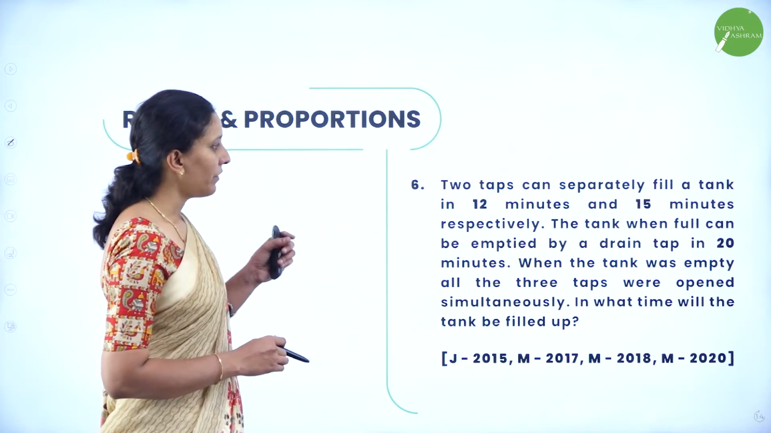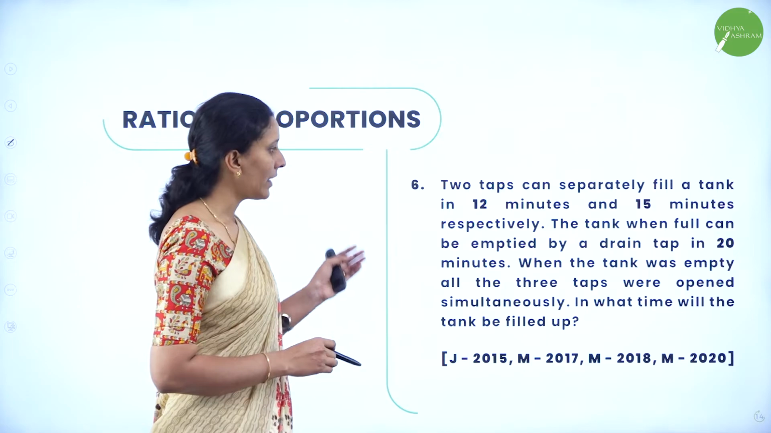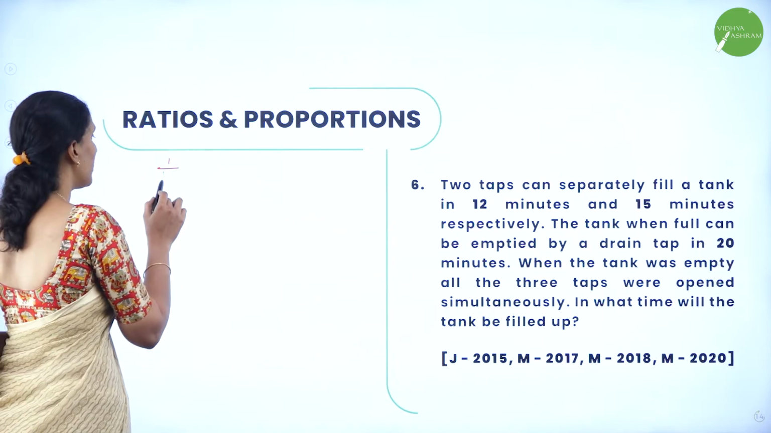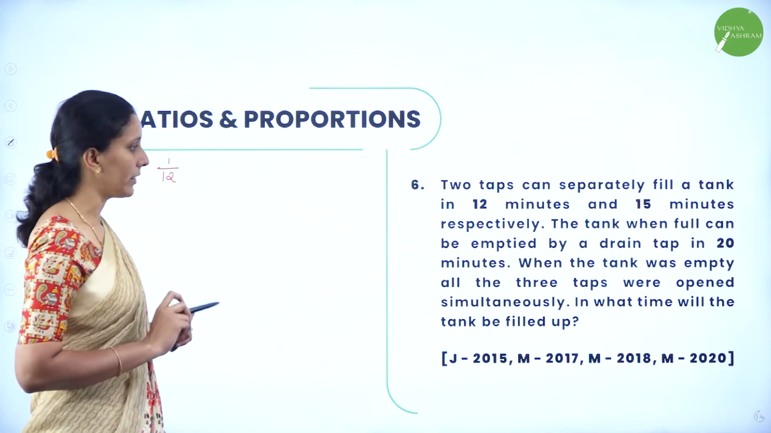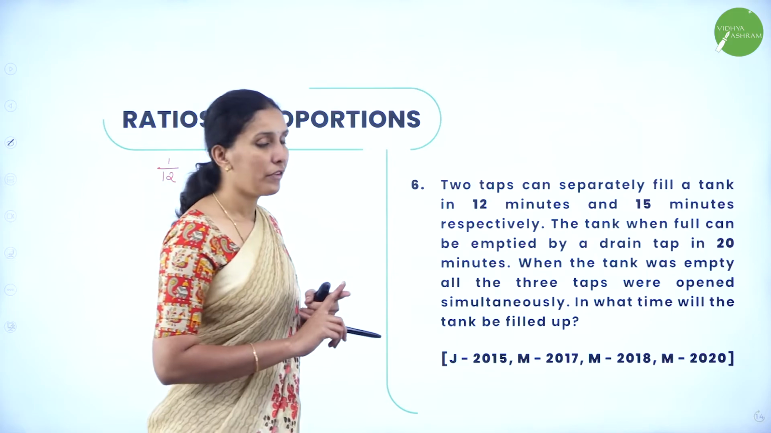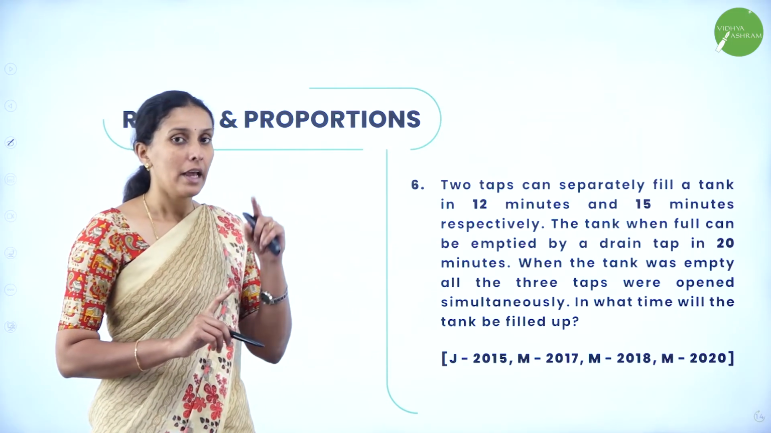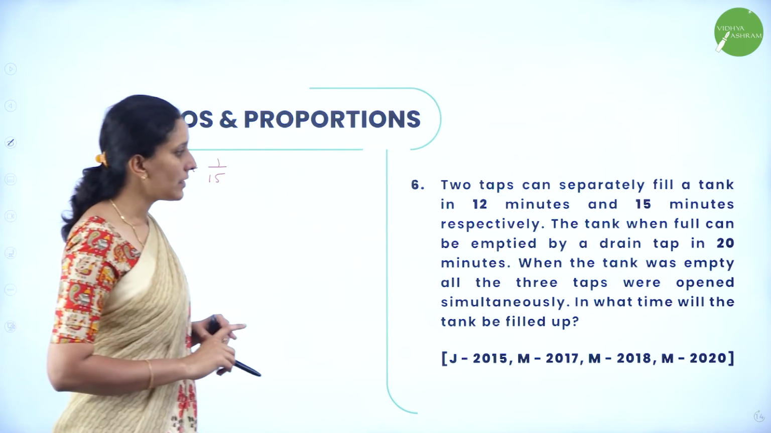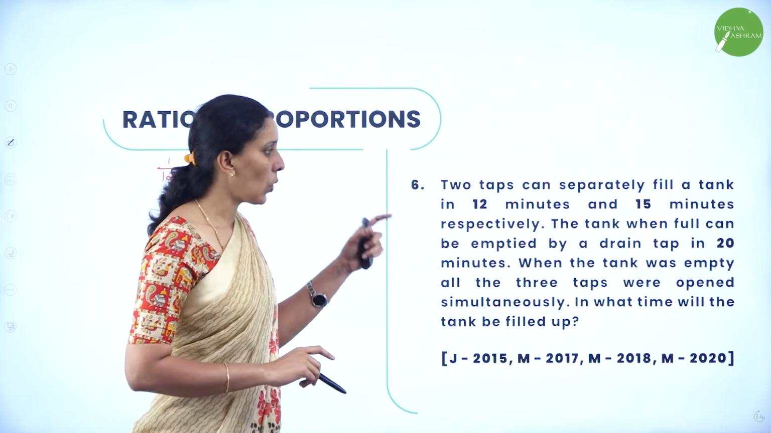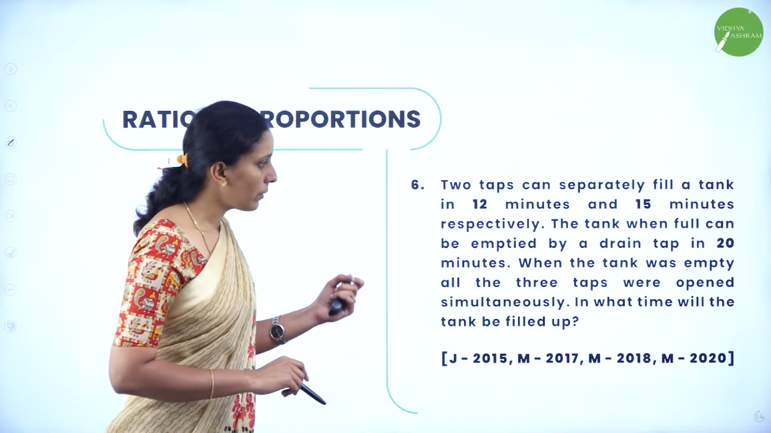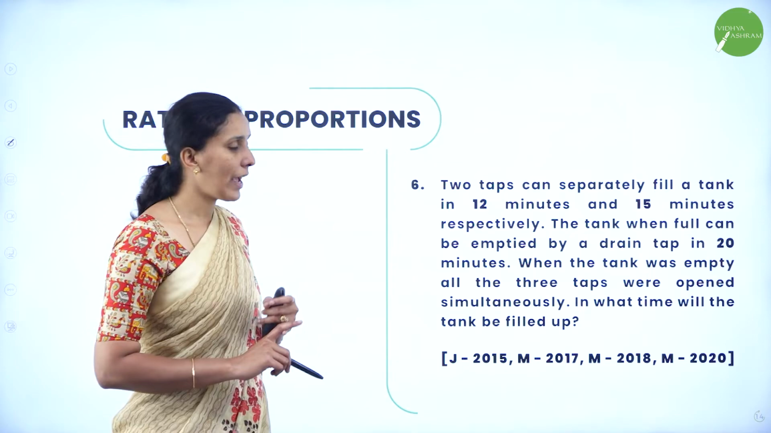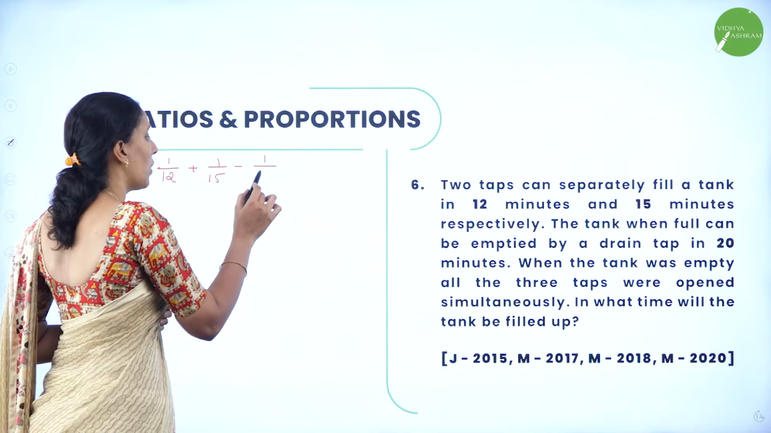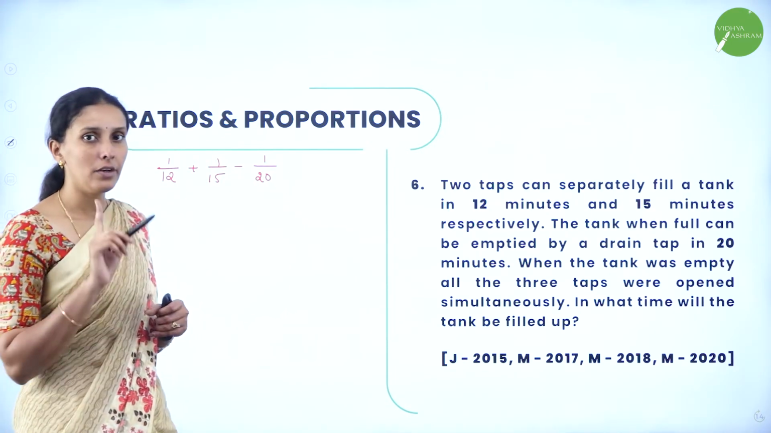So therefore, if tap 1 can fill the tank in 12 minutes, then it can fill 1/12th of the tank in 1 minute. Similarly, tap 2 can fill the complete tank in 15 minutes, which means in 1 minute it will fill 1/15th of the tank. And similarly, tap 3 is a drain tap. That means it will remove the water. If it can empty the tank in 20 minutes, then it can empty 1/20th of the tank in 1 minute.